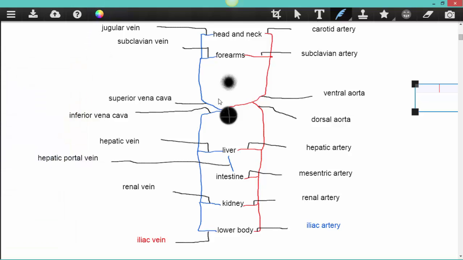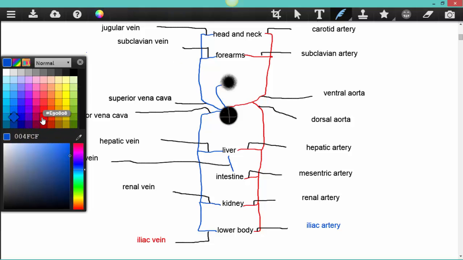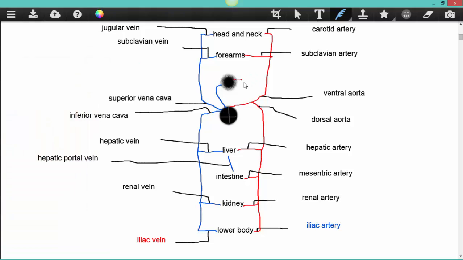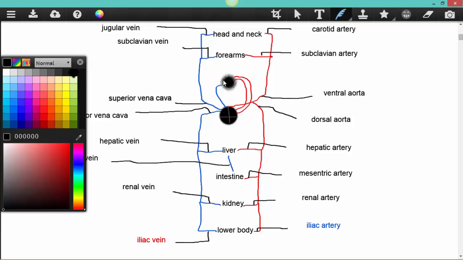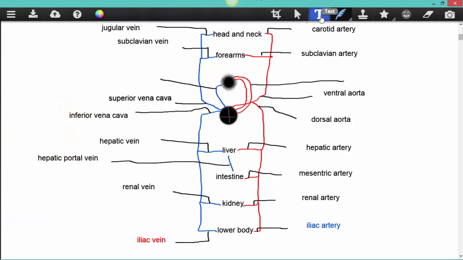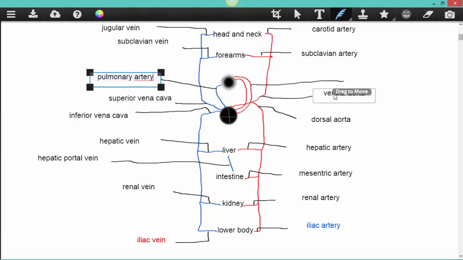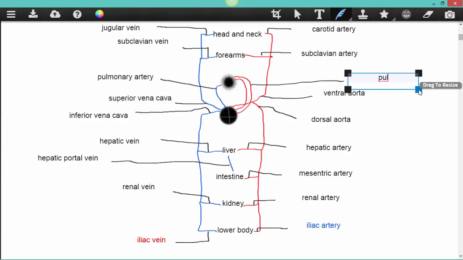This is the pulmonary circulation. So this would be the pulmonary artery. This, pulmonary vein.